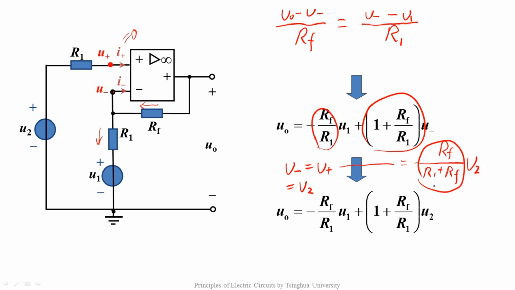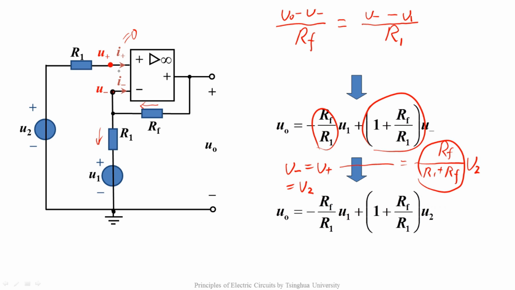Now maybe you can understand why I want U plus equal RF over R1 plus RF times U2 just before. We want to make the coefficient of U2 to be the same as that of U1. Now the question is how to improve the circuit to realize that U plus equals RF over R1 plus RF times U2.